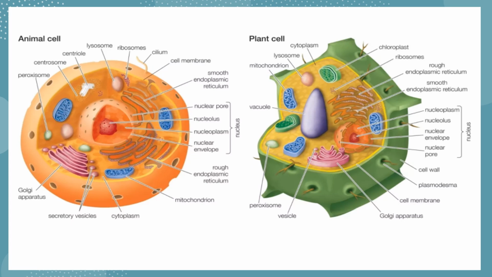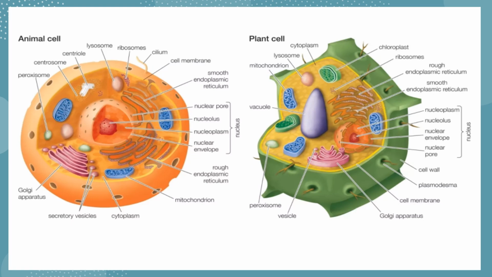In the plant cell we have cytoplasm, lysosome, mitochondria, vacuole, peroxisome, vesicle, Golgi apparatus, plasmodesma, cell wall, cell membrane, nucleoplasm, nucleus, nucleolus, nuclear envelope, nuclear pore, smooth endoplasmic reticulum, rough endoplasmic reticulum, chloroplast, ribosomes, vacuole.